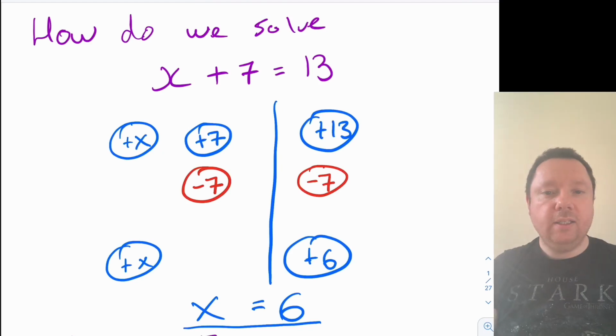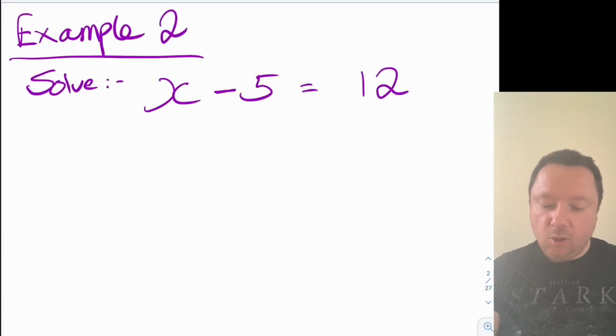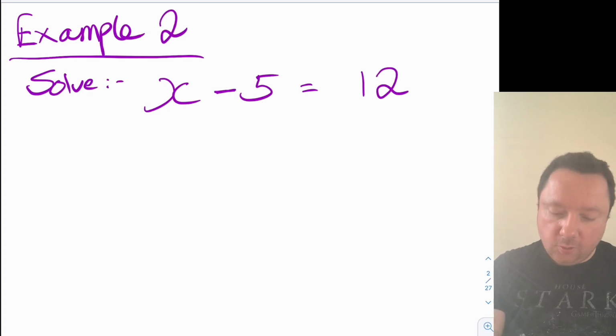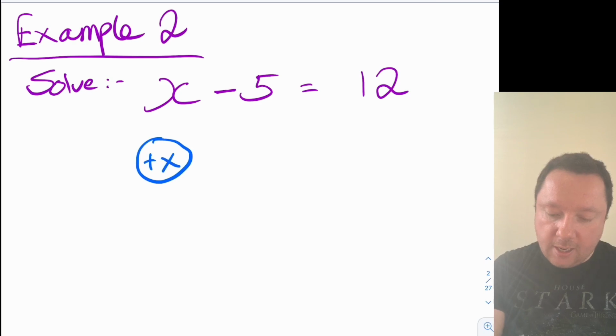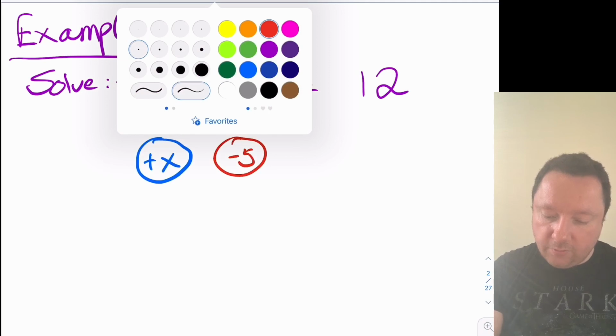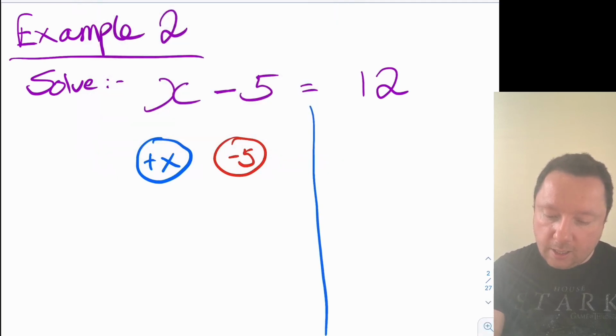And we'll build this skill up as we go. So let's do a few more examples. Example 2 says solve x take away 5 equals 12. So we can think of this in the same way. I'll use blue for positive, so plus x, and I'll use red for negatives. I've got negative 5. Line down the middle for the equals. And I've got a plus 12.